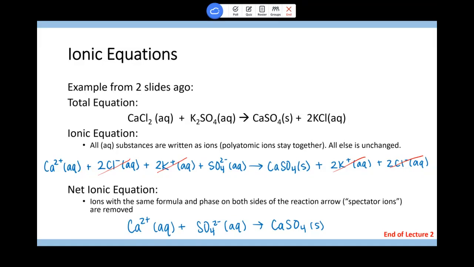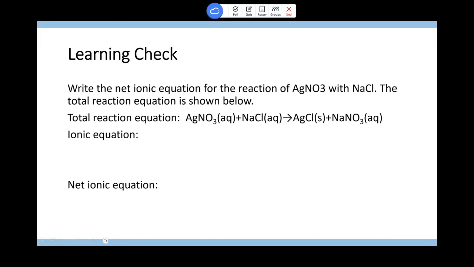Okay, so we did that quickly at the end of class. Let's do another one. I'll have you all work on it for a couple of minutes and then we'll go through it together. So we have the total reaction equation that's already given to us. You see we have two aqueous starting materials or reagents and then a solid and an aqueous product. So start with writing the ionic equation, so showing all of the ions, and then the net ionic equation, canceling out anything that's on both sides of that reaction arrow.